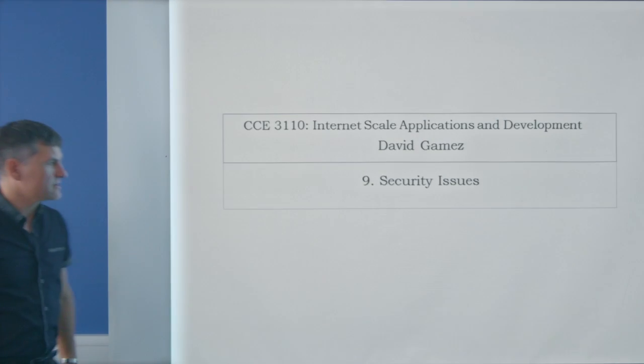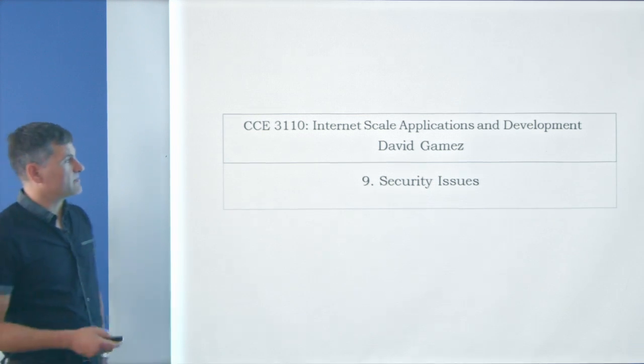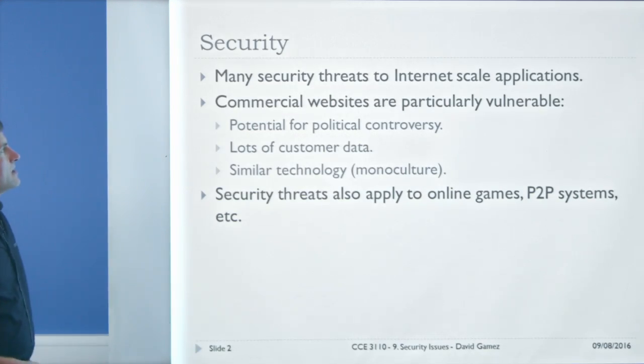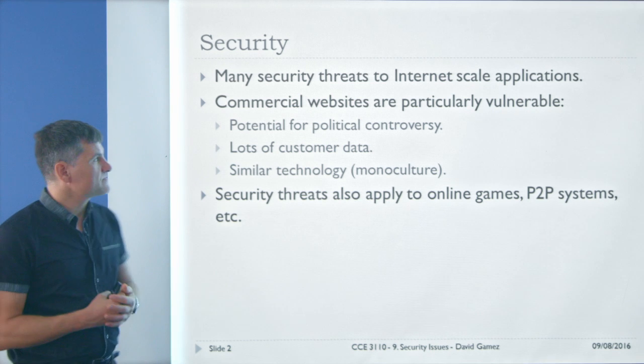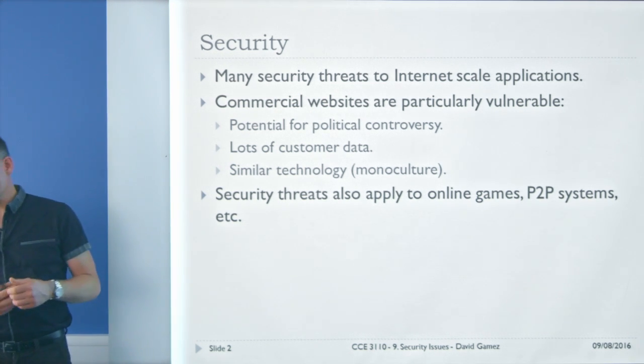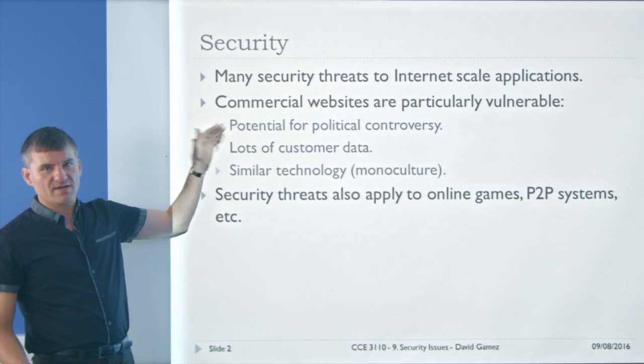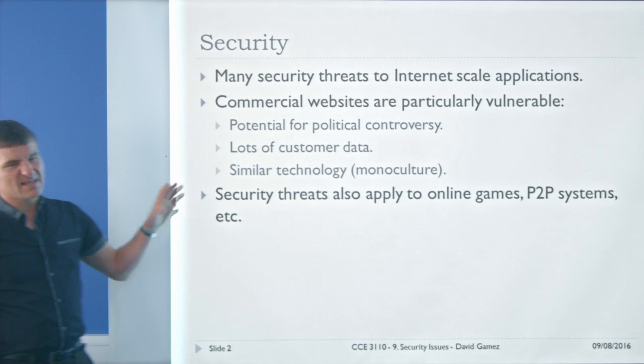Okay, so in this lecture, I'm going to talk through some of the security issues that we might encounter with internet scale applications. There are many kinds of security threats to them, and commercial websites are particularly vulnerable. They're vulnerable because there's potential for political controversy, they've got lots of customer data, credit cards, and so on. And there's a little bit of a monoculture.